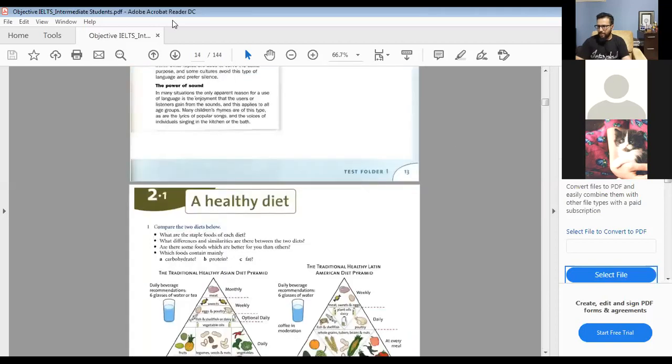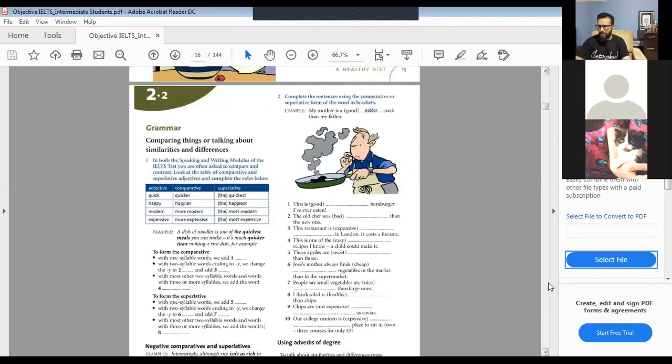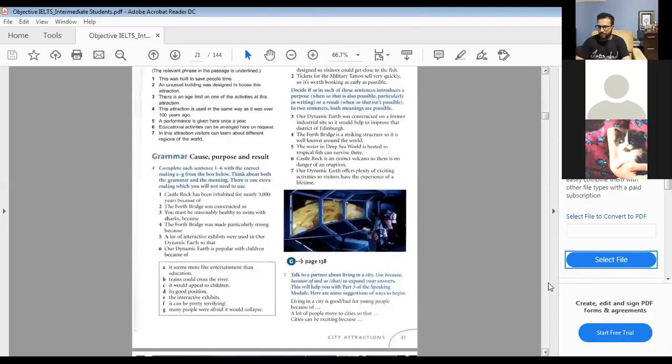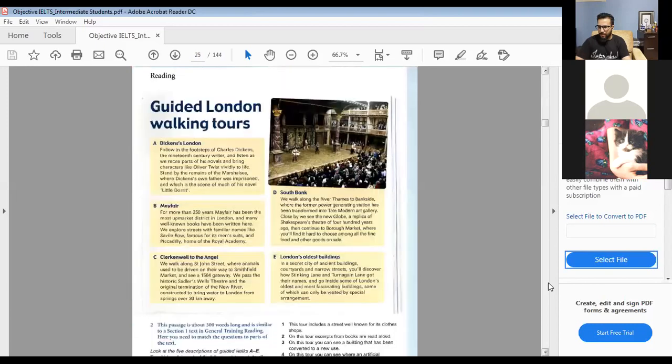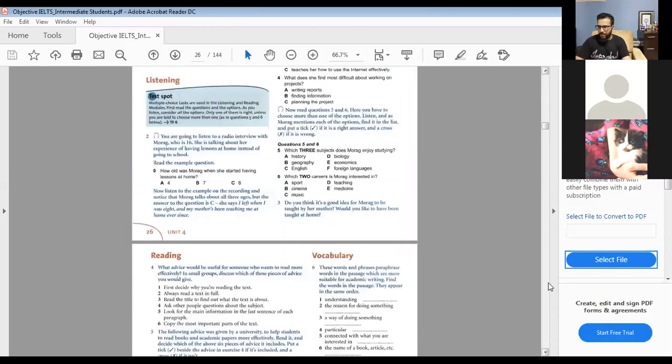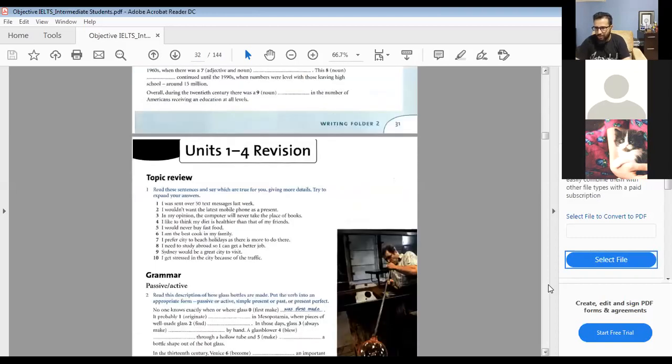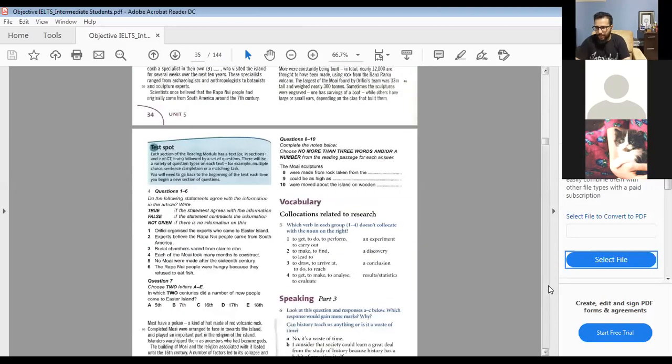Can you hear me? Is my voice clear? Yes. Okay, good. So let's move to another true, false, not given question. I'm just going to show you another example. So here in this article, we have a true, false, not given. So we get a chance.